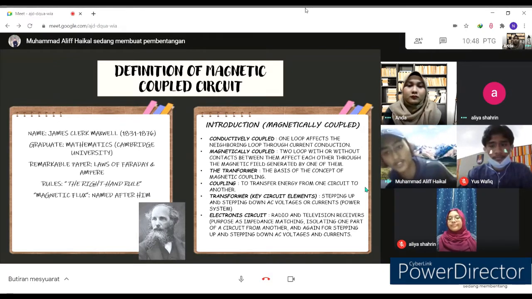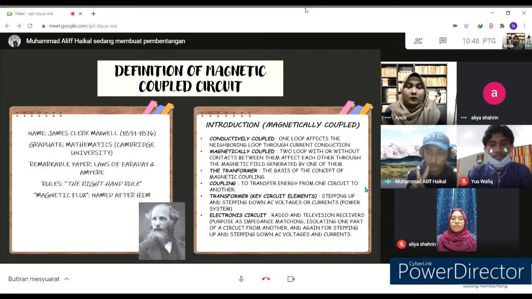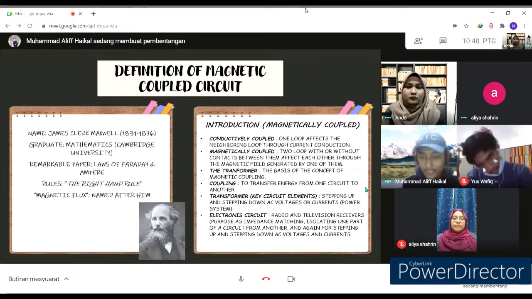Okay, the difference between conductively coupled and magnetically coupled is that in conductive coupling, one loop affects the neighboring loop through current conduction. Magnetically coupled is two loops with or without contact between them. It affects each other through the magnetic field generated by one of them.